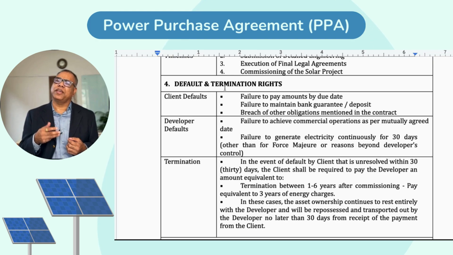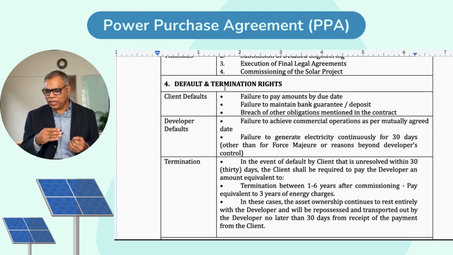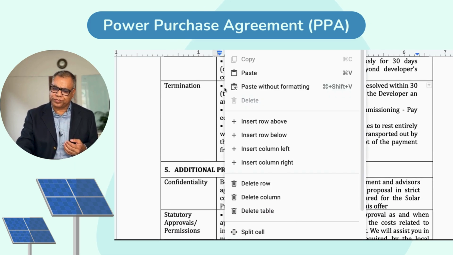The developer's default includes if he is not able to generate the minimum amount of energy which he has guaranteed in the power purchase agreement. The second default is that if he has not commissioned the project timely, then also it is known as developer's default. The third aspect is, okay, he has commissioned it, he is not able to generate, but if he fails as a company, then what happens? So he has to maintain all the regulatory approvals, and those things are also part of developer's default.